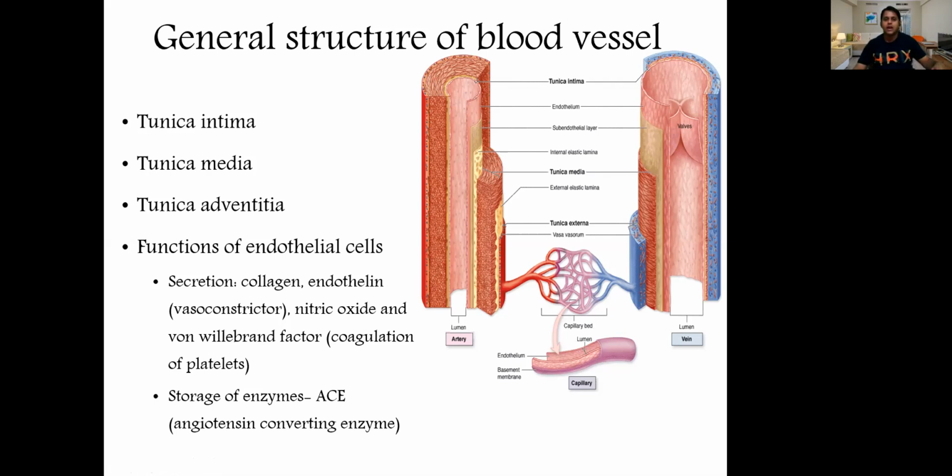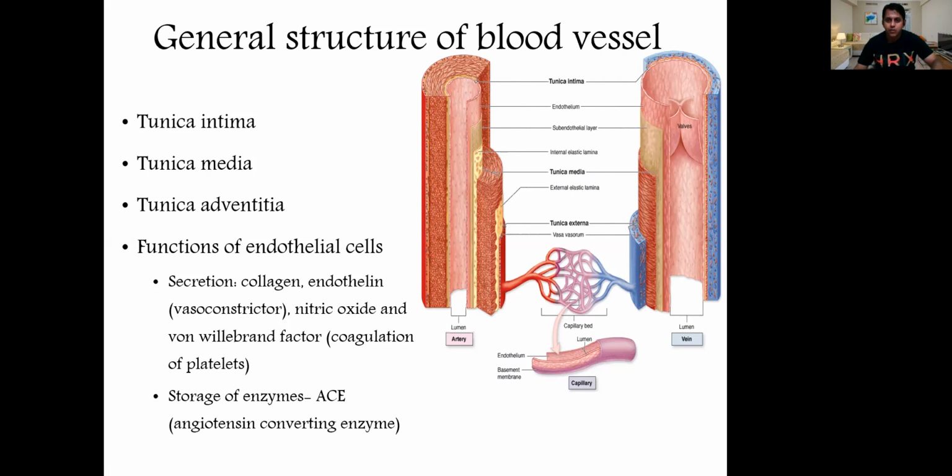The tunica adventitia is the outermost coat. It has connective tissue, in the form of collagen fibers, elastic fibers, or smooth muscles, and even the cells of the connective tissue. Which are the cells of the connective tissue? They are obviously the fibroblasts and macrophages. So those will be present in the tunica adventitia.